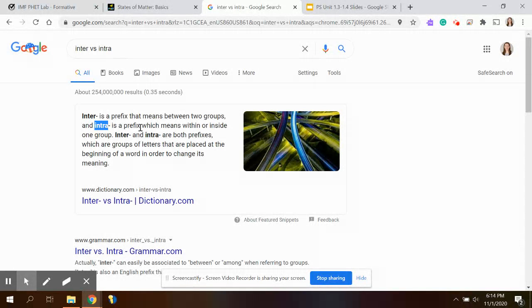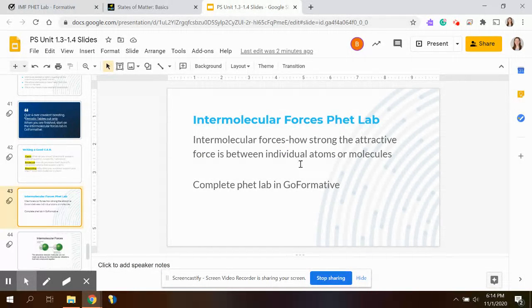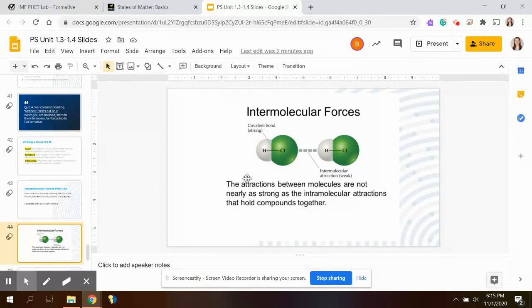So this PhET lab goes over not intramolecular forces, not bonding, but intermolecular forces, which means between two groups. An intermolecular force is how strong an attractive force is between individual atoms or molecules specifically. For example, this is hydrochloric acid. It's hydrogen plus chlorine, represented here with circles, and there is a covalent bond between them. That is this line drawn. Covalent bonds are very strong. So that's the intramolecular force, that covalent bond.